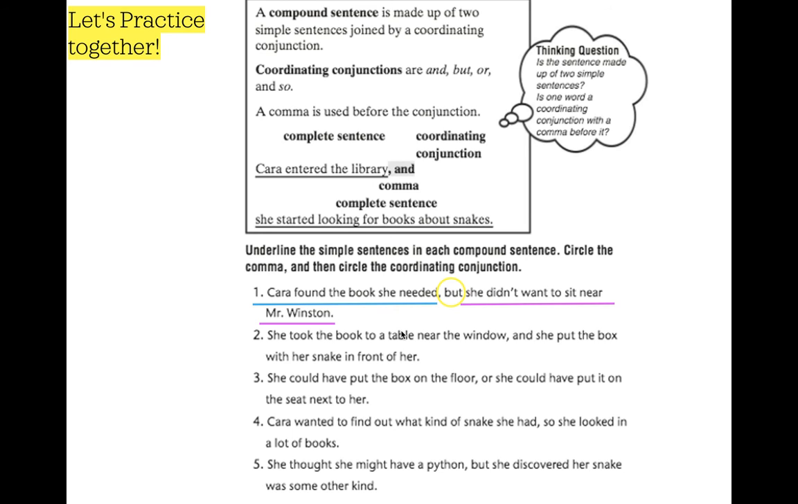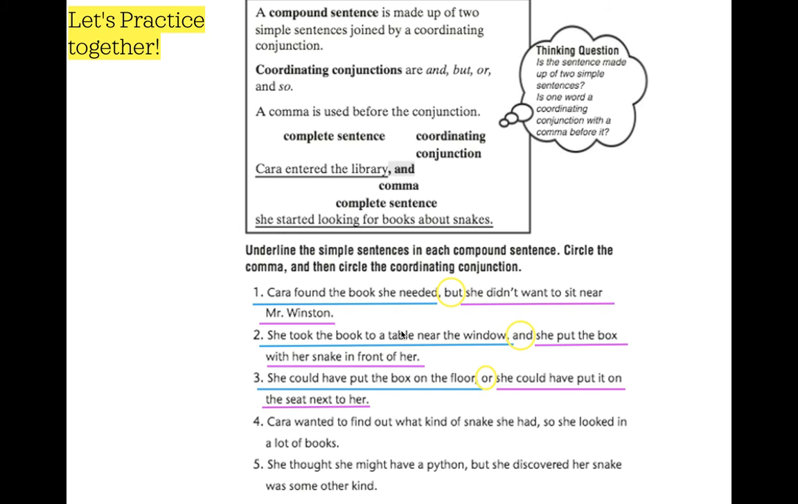Okay. She took the book to a table near the window and she put the box with her snake in front of her. She took the book to a table near the window is a standalone sentence. There's my and with my comma. She put the box with her snake in front of her would be the second sentence. Okay. She could have put the box on the floor, or she could have put it on the seat next to her. She could have put the box on the floor is a standalone sentence, or my comma, and then she could have put it on the seat next to her is the next sentence.